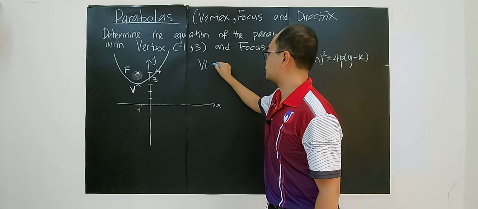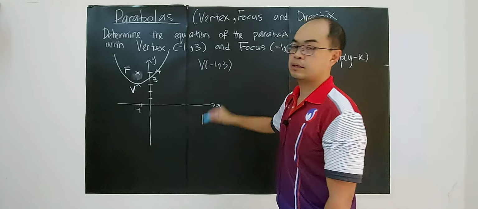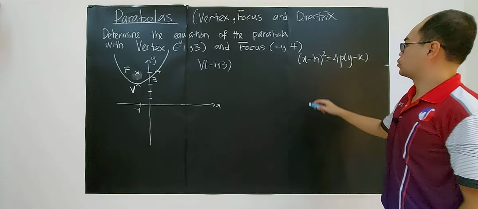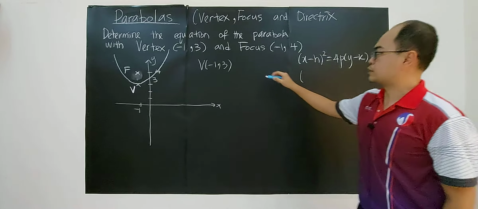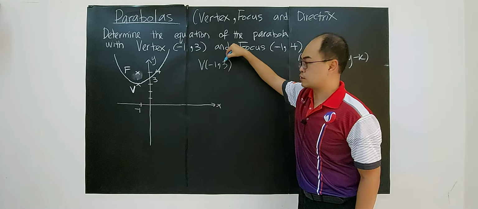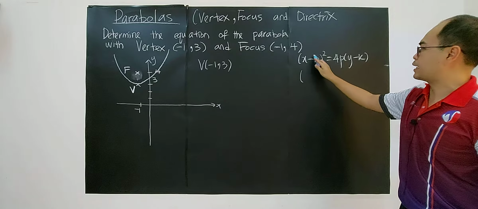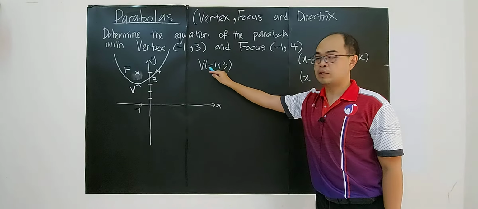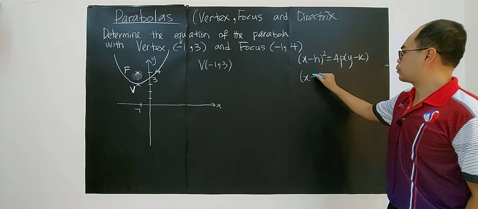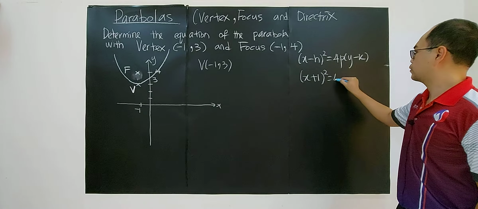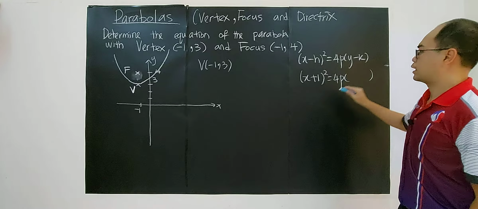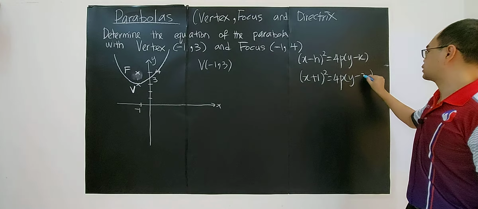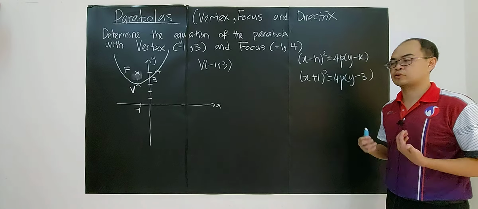The first thing here is, I already know the vertex. The vertex is negative 1, 3. This is referred to x, and this is referred to y. So in x minus h, I don't care what the sign of the x-coordinate is; as long as I see negative 1, this will be positive 1. As long as I see positive 3, this will be negative 3. That makes it easier for you to think.